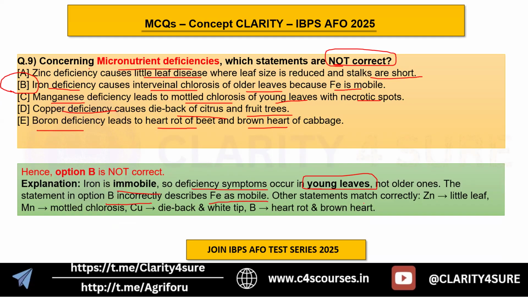Okay, and the other statements match correctly, as we have said, what all are the physiological deficiencies regarding these micronutrient deficiencies. Okay, like zinc, little leaf problem; in manganese, mottled chlorosis; then in copper, dieback and white tip problem. Okay, and regarding boron, heart rot and brown heart problem. Okay, moving on to the next question.